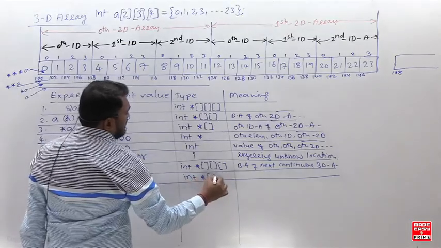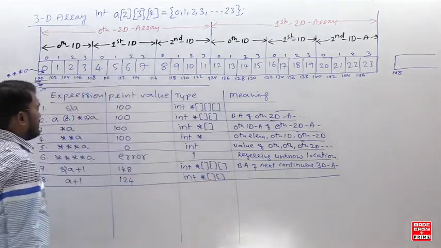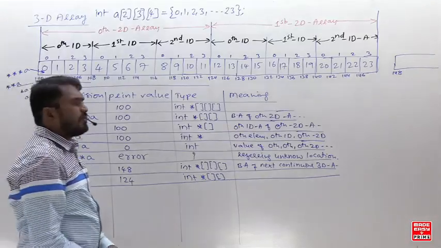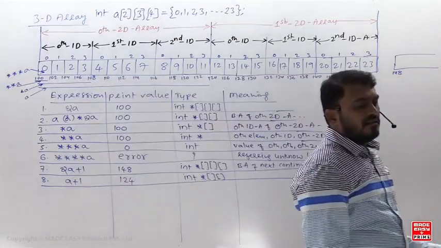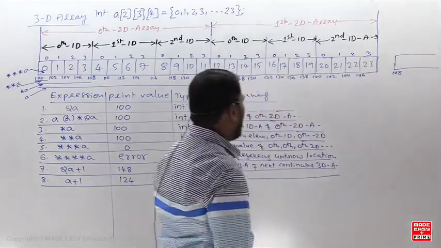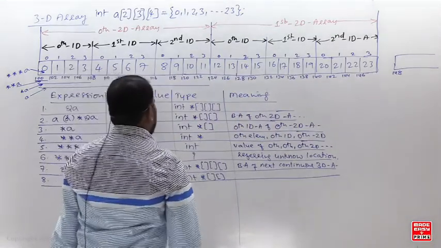Int star double braces. Because now it is pointing to the first 2D array. So the type is int star double braces, because pointing to a 2D array. Excellent. Tushar, excellent. 124. You wrote 128 there. Very good. So that's 124, int star double braces.